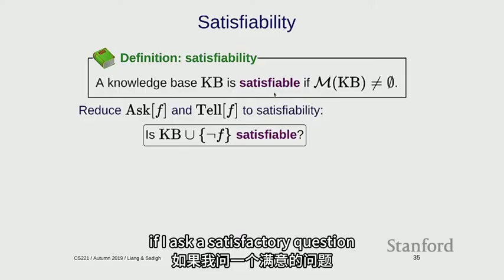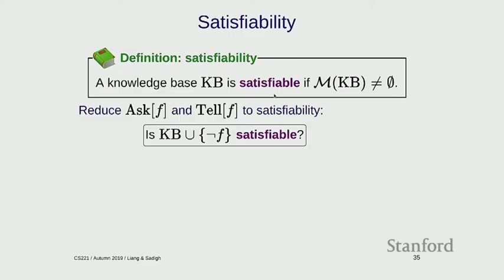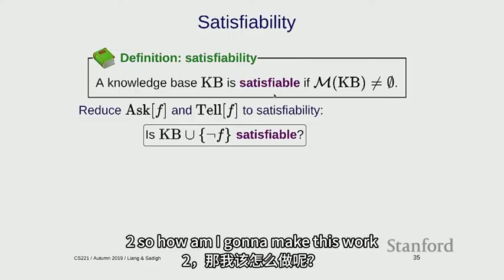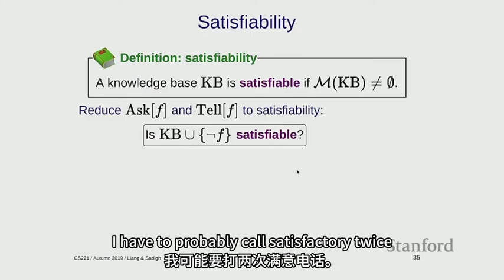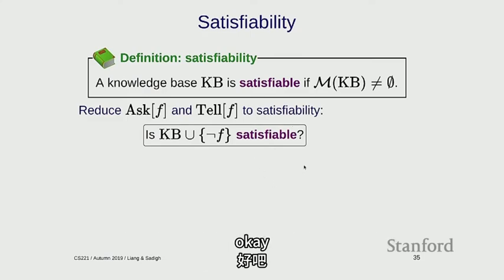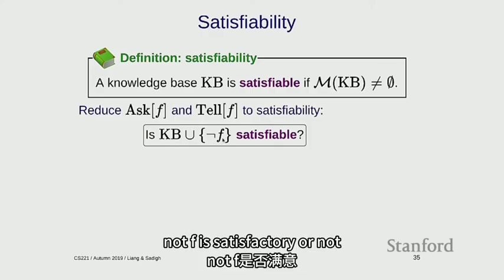If I ask a satisfiable question, how many possible outcomes are there? 2. So how am I going to make this work? I have to probably call satisfiable twice. So let's start with asking if knowledge base union not F is satisfiable or not.